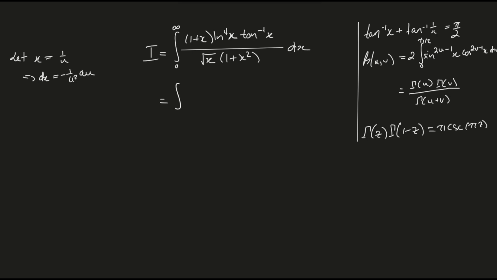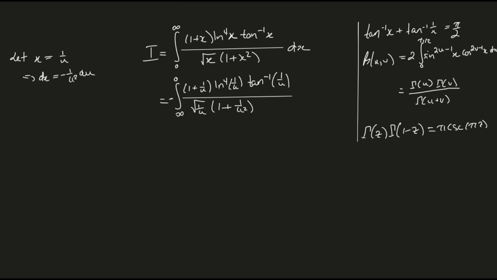So we're going to get the integral from, as x approaches 0, u approaches infinity, and as x approaches infinity, u will approach 0. So we have the integral from infinity to 0 of 1 plus, and now all of the x's get replaced by 1 by u's. So we have 1 plus 1 by u, natural log to the 4th power of 1 by u, inverse tangent 1 by u over the root of 1 by u times 1 plus 1 by u squared, and dx here becomes negative 1 by u squared du.